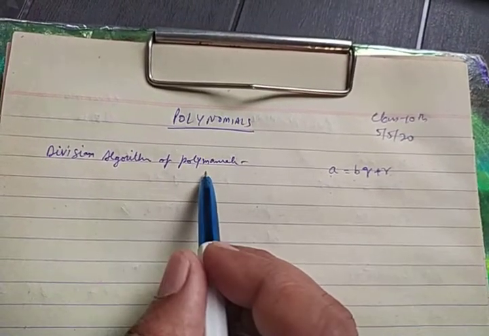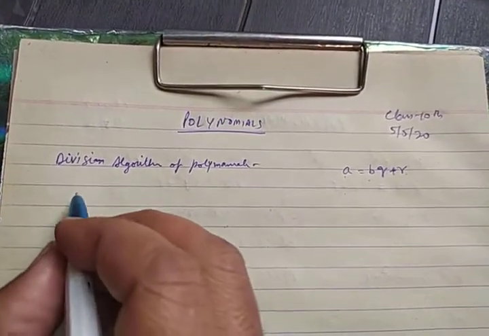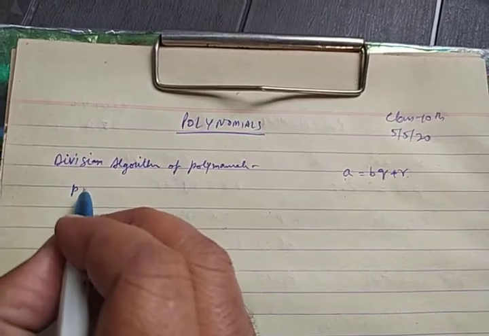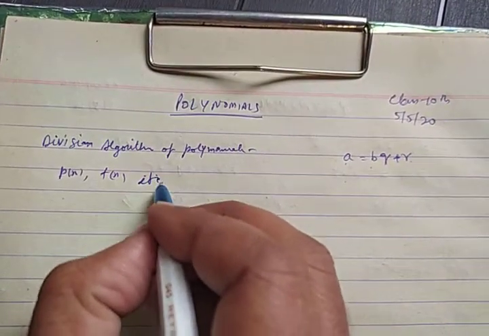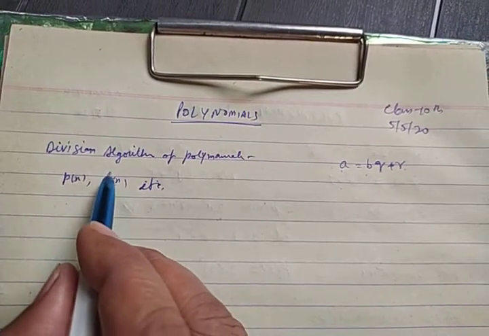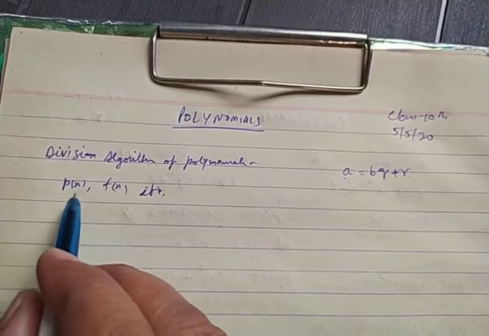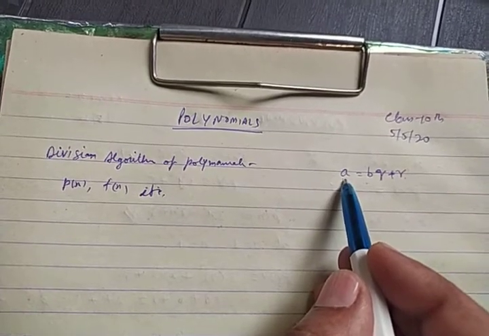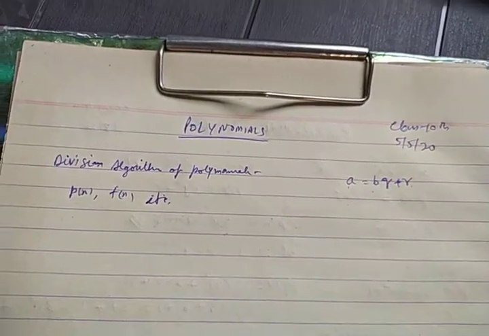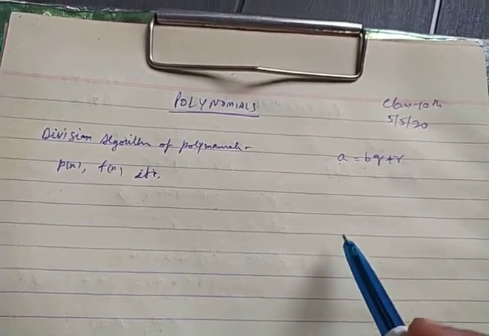In general, I have explained polynomials earlier, but there is a notation like p(x), f(x), etc. These are the symbols for the polynomial or expression which you are representing by this. Simply, here a represents the dividend. Similarly, b is the divisor.